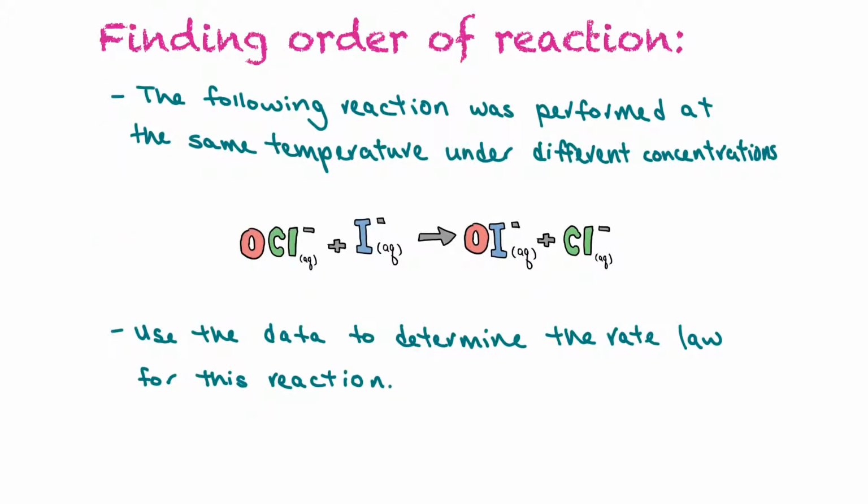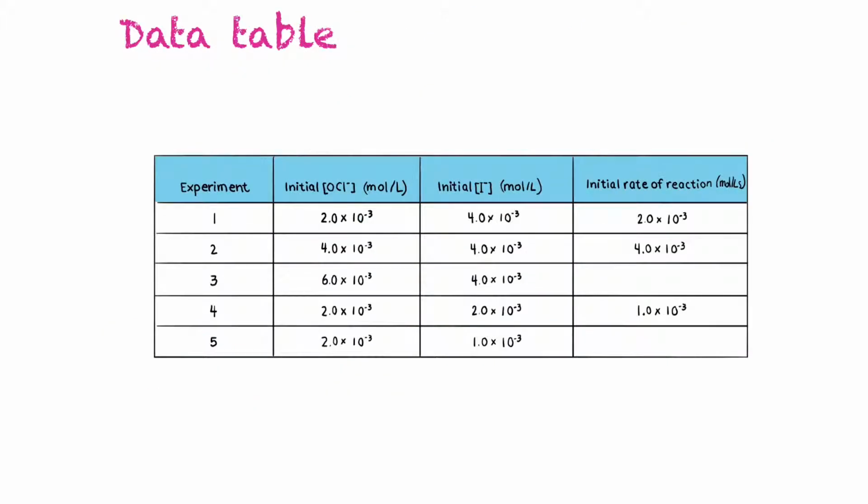So now we'll take a look at finding the order of reaction. If we look at this example, the following reaction was performed at the same temperature under different concentrations. So the hypochlorite ion reacted with the iodide ion to make iodate and chloride ions. So we are going to use the data on the next slide to determine the rate law for the reaction. So we can see that this balanced equation has all coefficients of 1.